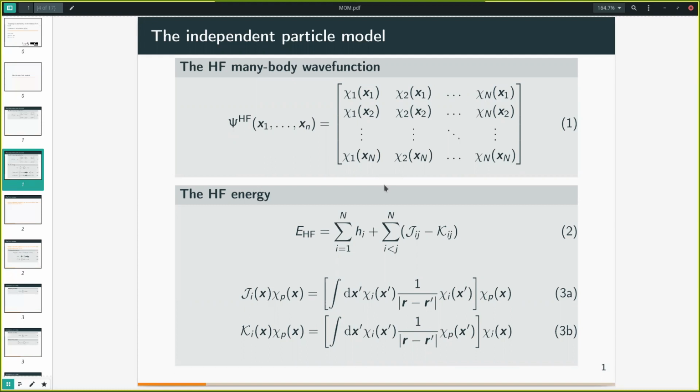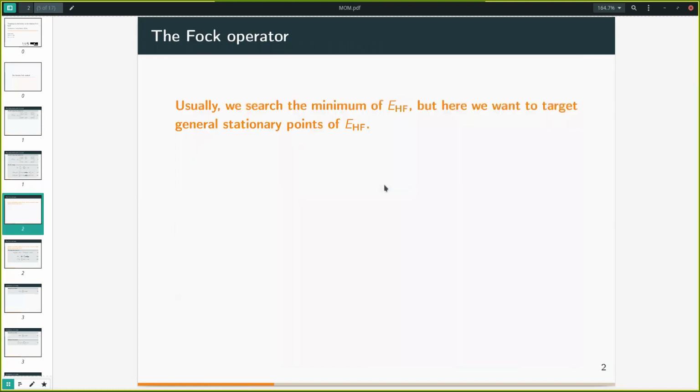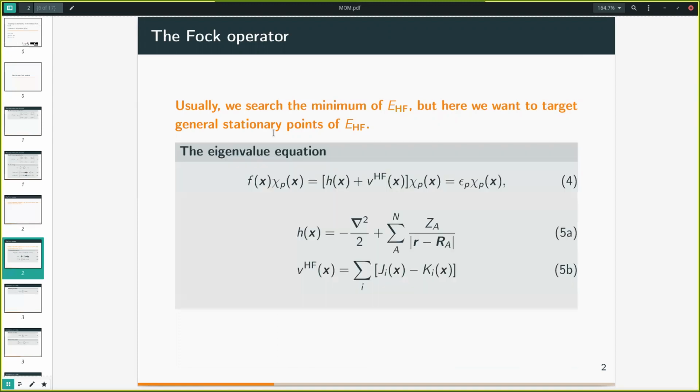And one can show that to minimize this energy, it is equivalent to, okay, yes, sorry. So usually we search for the minimum, but here we target a general stationary point, just a zero of the derivative of the Hartree-Fock energy. And usually it is equivalent to diagonalize this Fock operator, and if we take the N lowest spin orbital eigenfunctions and we occupy them, it is equivalent to minimizing the Hartree-Fock energy.